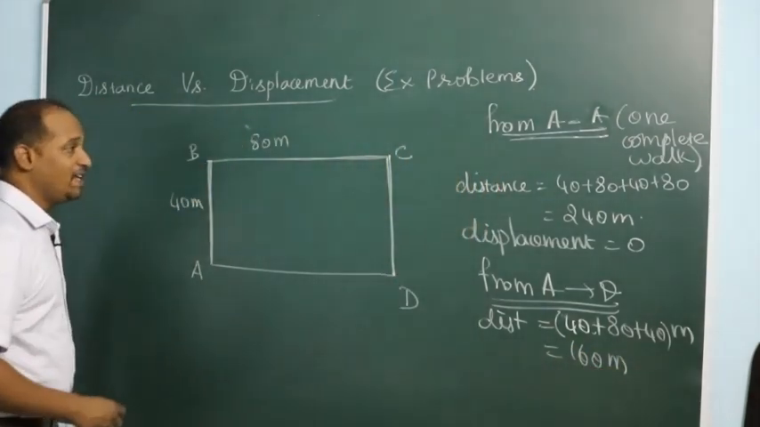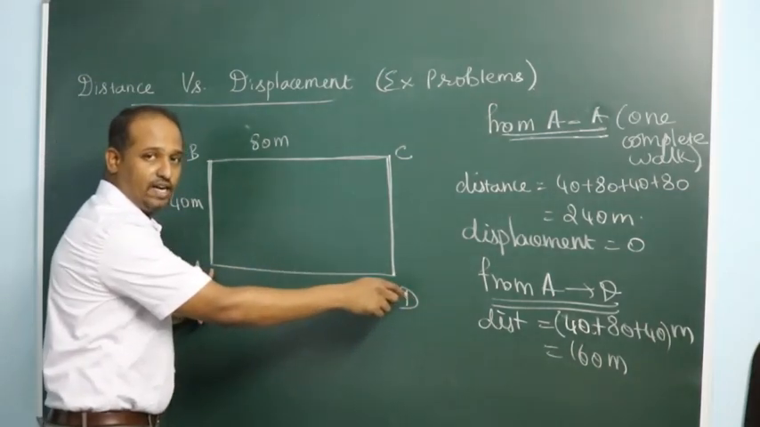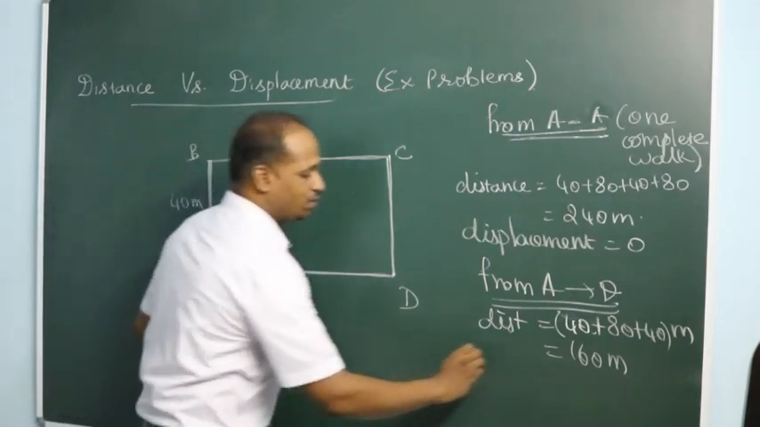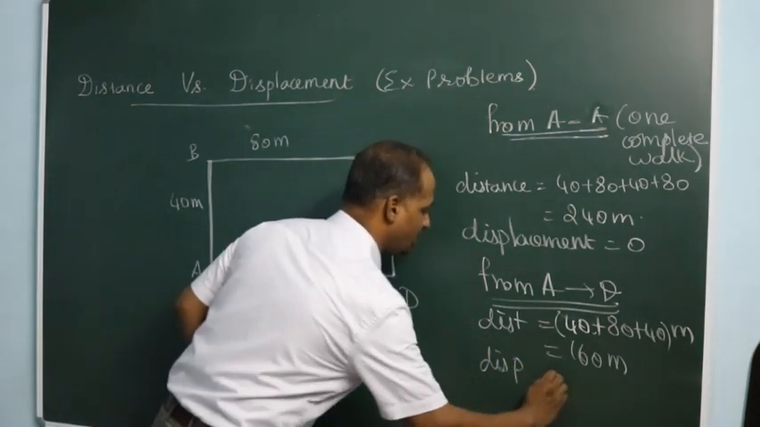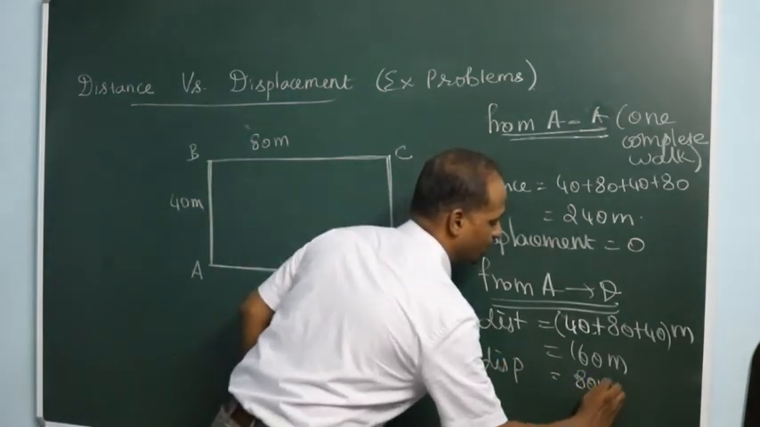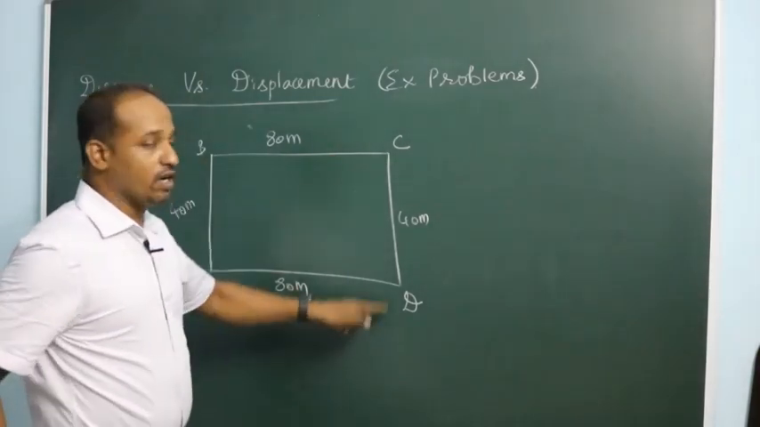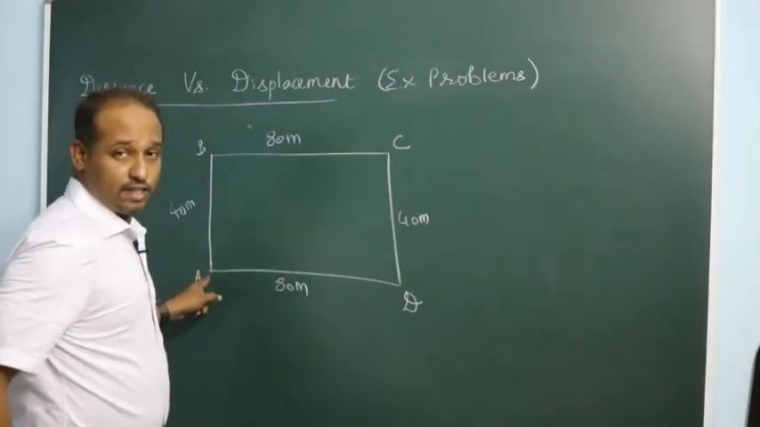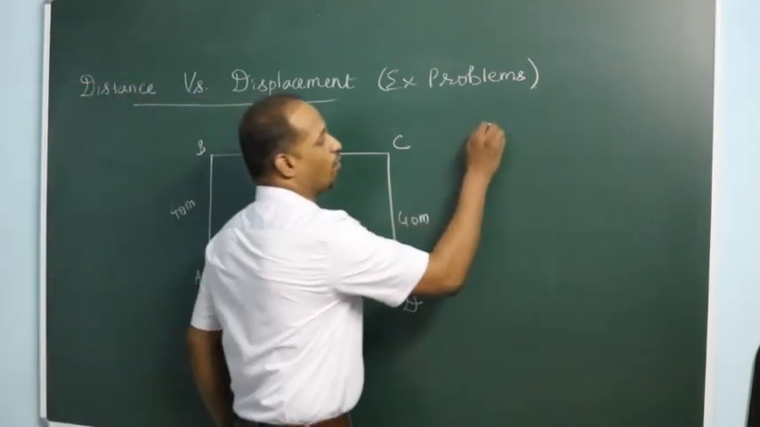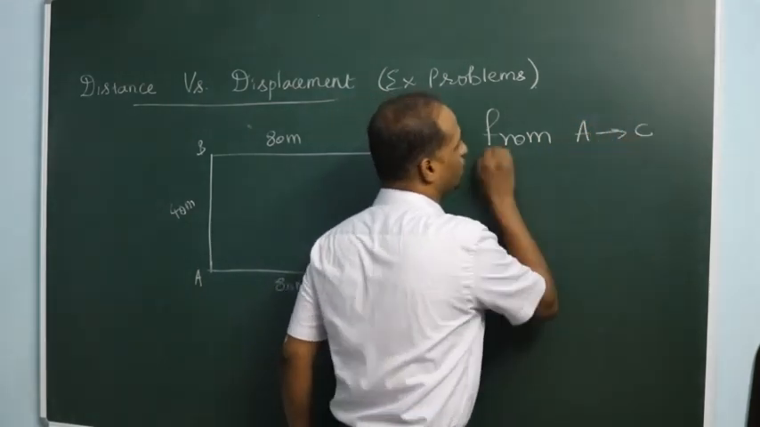But what is displacement? It is the shortest distance from the initial point to the final point. You have to connect it with a straight line. If you connect it from initial point to the final point, the displacement is just this length, which is 80 meters. So we have just seen two cases. One is for complete walk around the track, and then it is 3/4 of the walk from here to here to here. And the last case, what is the distance and displacement from A to C through B?